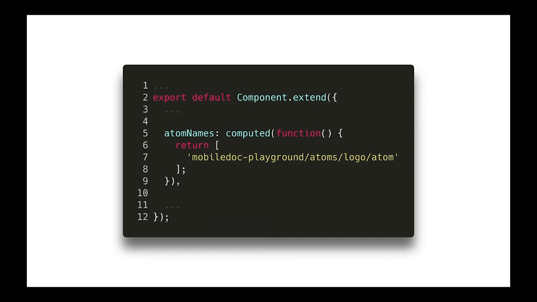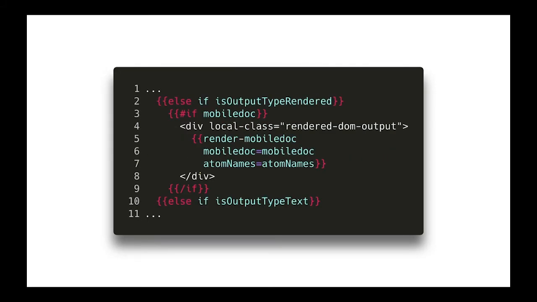We need to create an atom names array, just like we did for the cards array earlier, and then pass that collection into the DOM renderer on line 7. And then we get this.